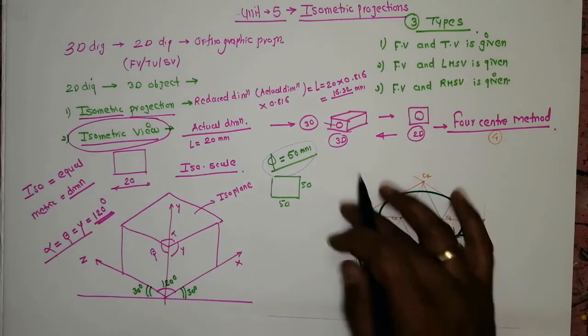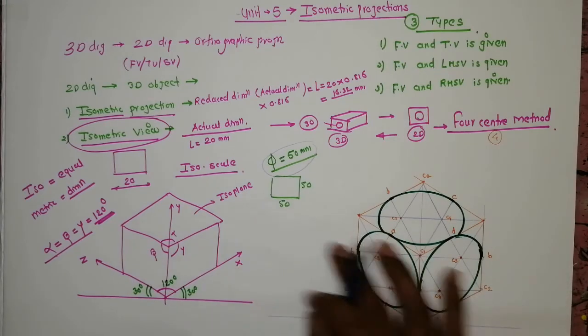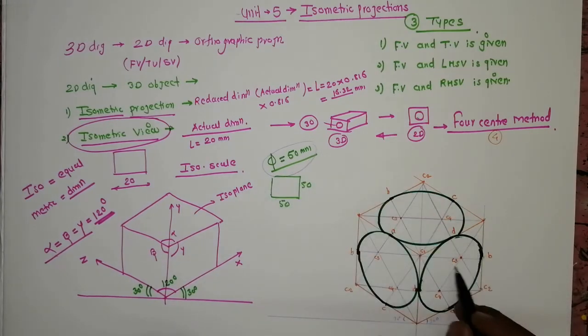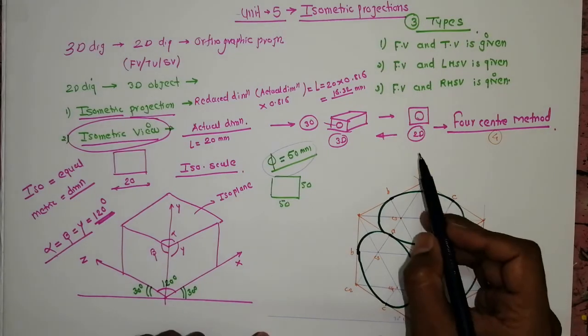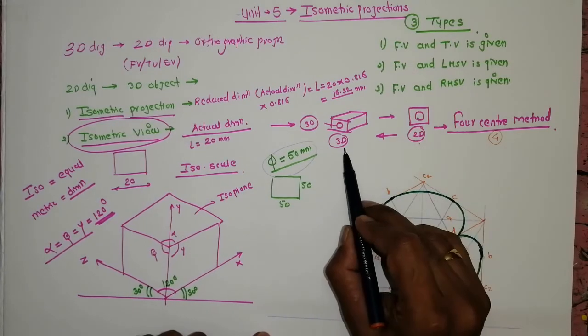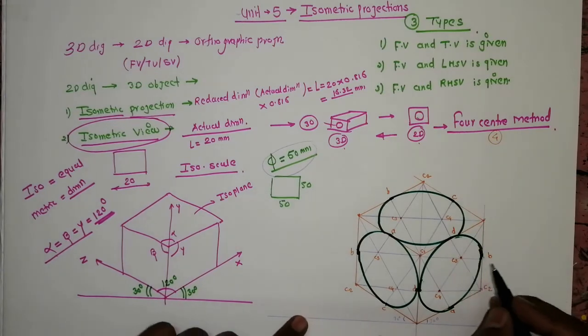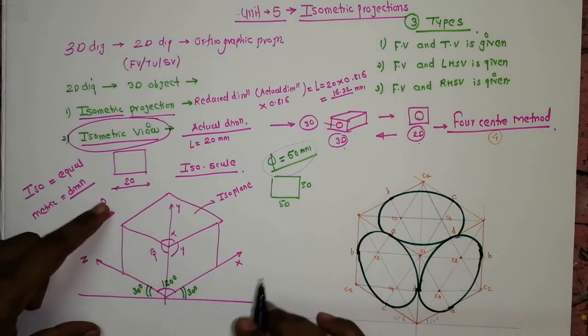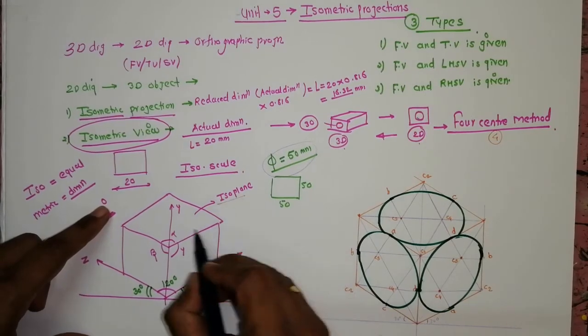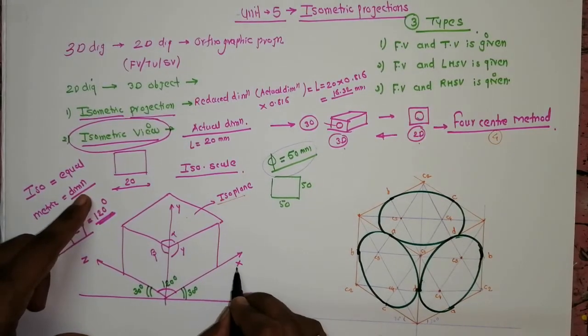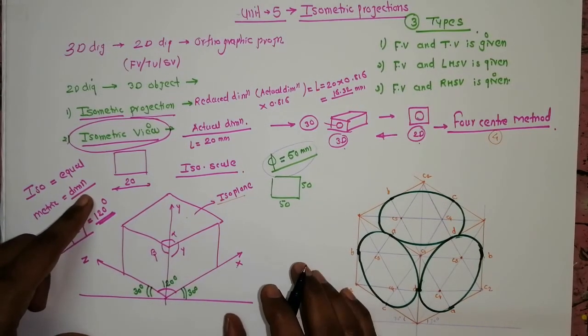So likewise we have constructed the circle of diameter 50 mm on the 3 isometric planes. So this is the method of construction of the circle from 2-dimensional drawings into 3-dimensional drawing. This method is called the 4-center method. Now one thing is remaining. We have defined this as an isometric plane with X, Y, Z. These are our principal axes.